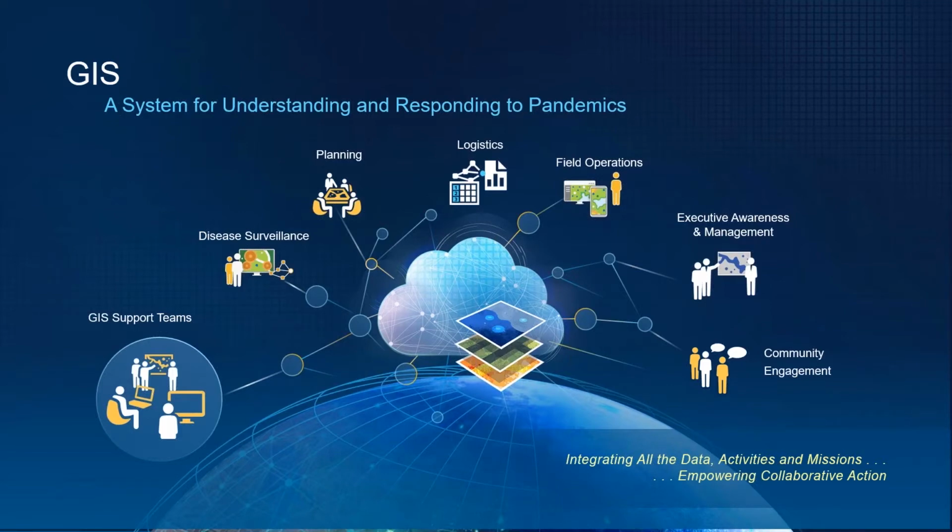Firstly, I will explain the geography and location analysis that have a crucial role in better understanding of the evolving pandemic. GIS is a complete system for understanding and responding to pandemics, supporting the key missions of surveillance, planning, logistics, field operations, executive awareness and management, as well as community engagement.